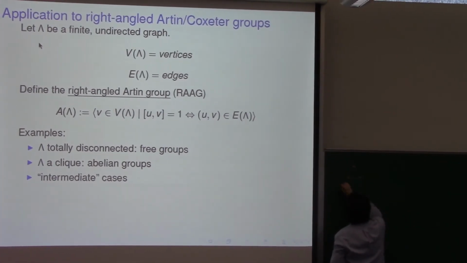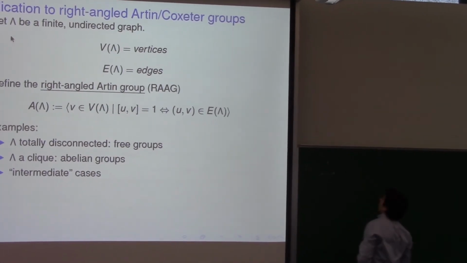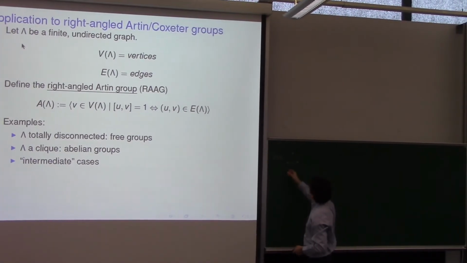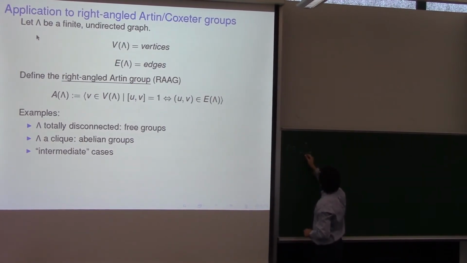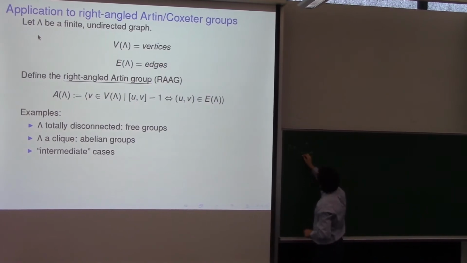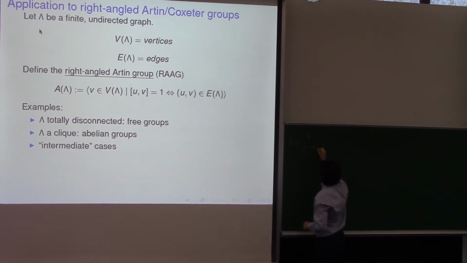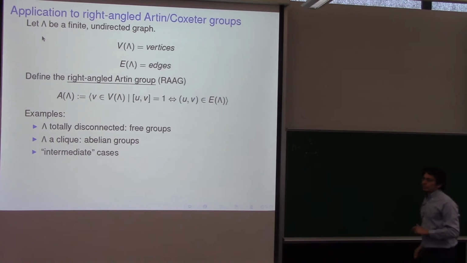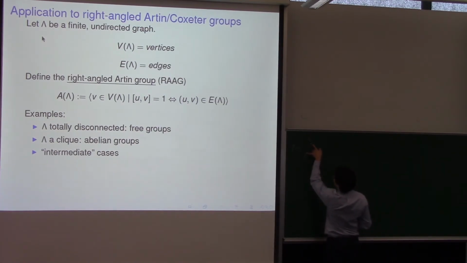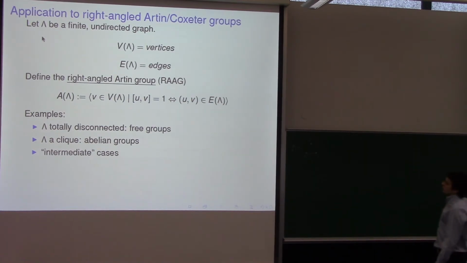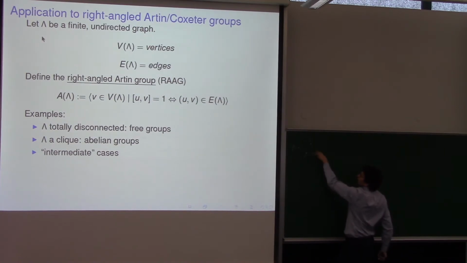Let's say this is your Lambda. You have a generator for each vertex. Let's call these generators A, B, and C, for a reason that will become apparent next. And what we do is define this group by saying that two vertices commute if there is an edge. So in this case, A and C would commute, but A and B would not commute, and B and C would not commute.